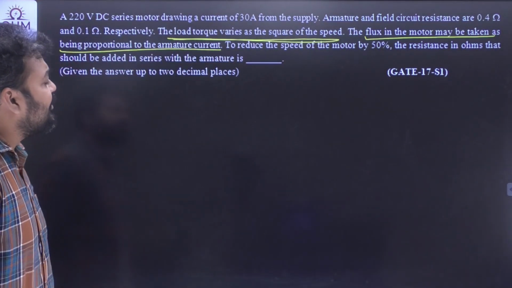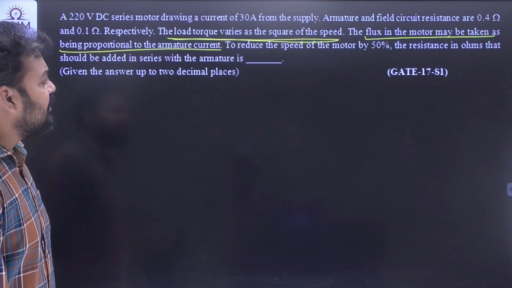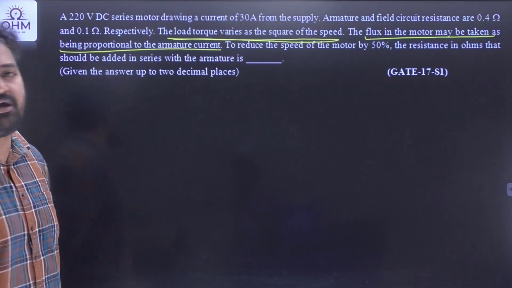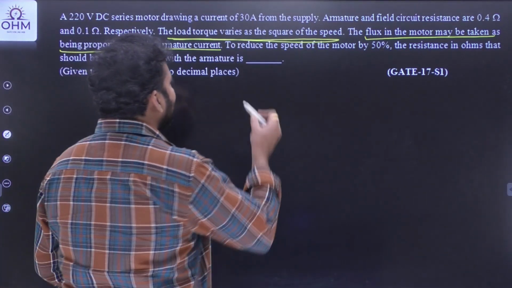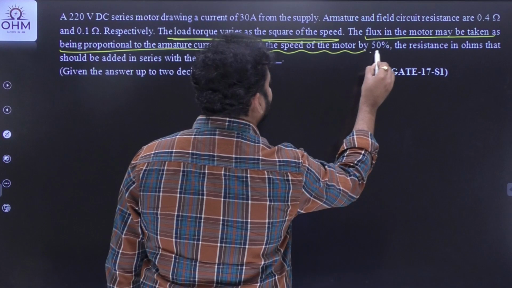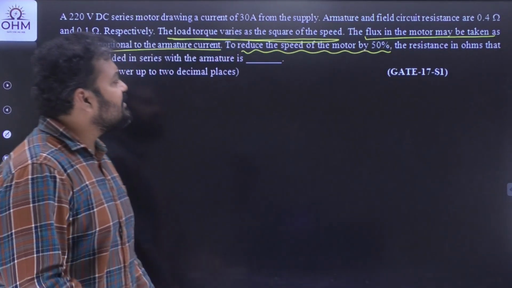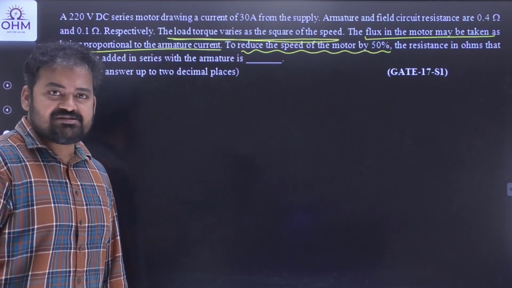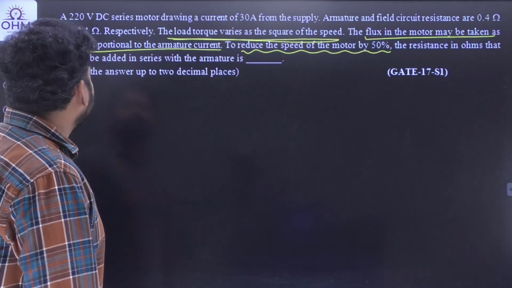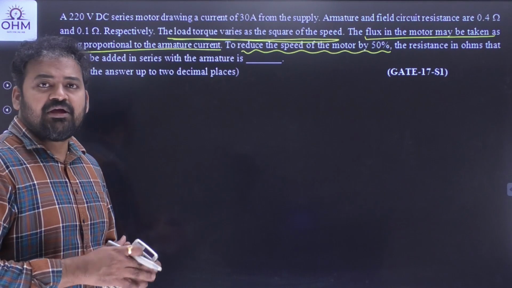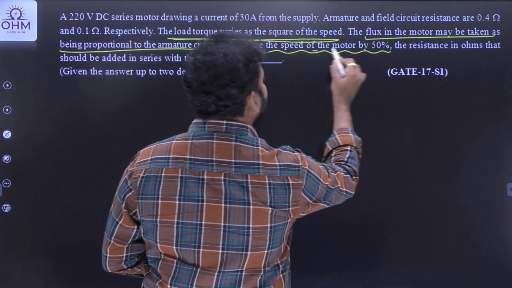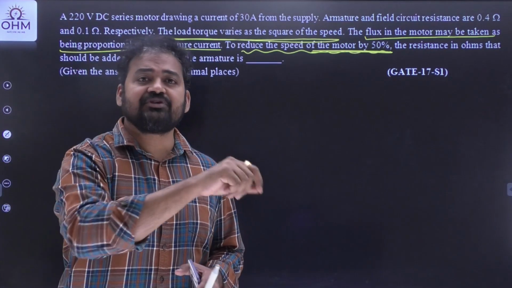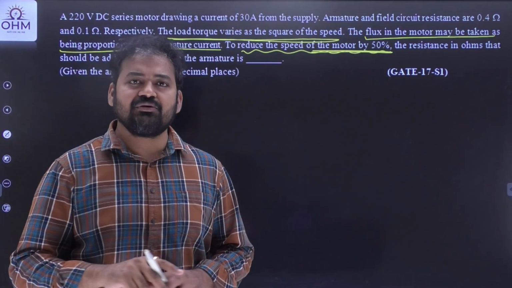To reduce the speed of the motor by 50%, the resistance that should be inserted in armature circuit is how much? What is the condition? To reduce the speed of the motor by 50%, what is the resistance to be inserted in armature circuit? Therefore there are two cases here. In the first case, machine was rotating at rated speed. In the second case, I have to reduce the speed by 50%, so how much extra resistance we have to insert in armature circuit is the question.